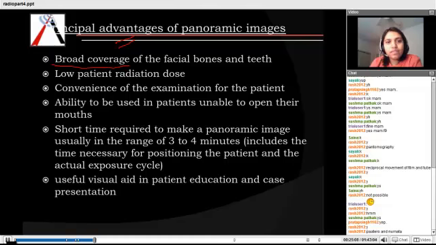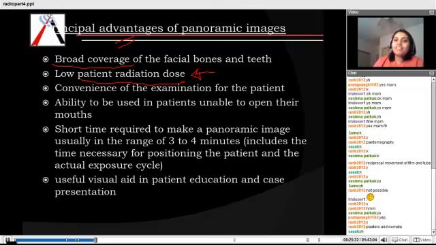What advantages do we get with panoramic images? We have a broad coverage of the facial bones and the teeth. You all very well know how an OPG looks. And since we get everything in one particular radiograph, there is a low patient radiation dose. Now imagine if we have to take every tooth in IOPA. You all know, a full mouth IOPA requires so many films and so many times the patient gets exposed. So obviously patient exposure is less with OPG.